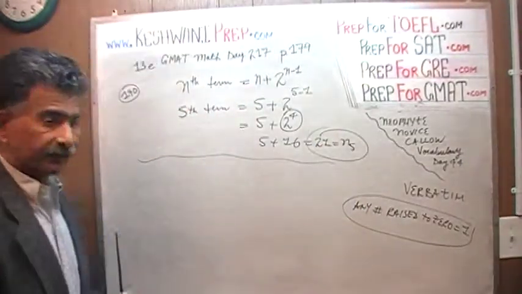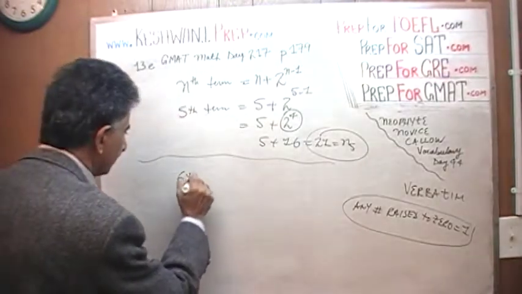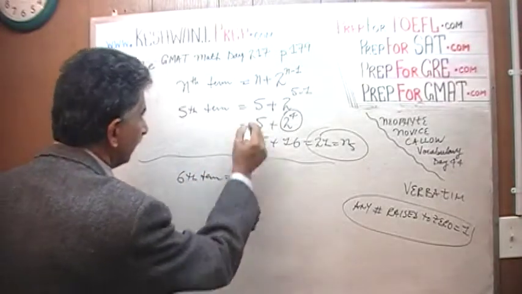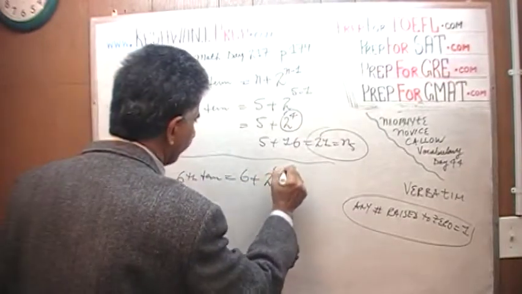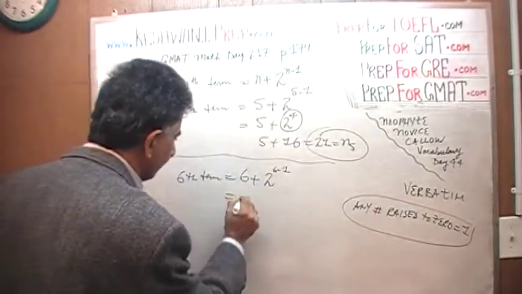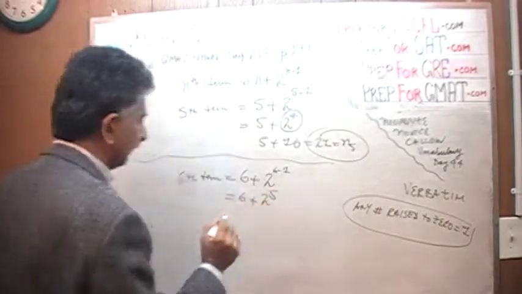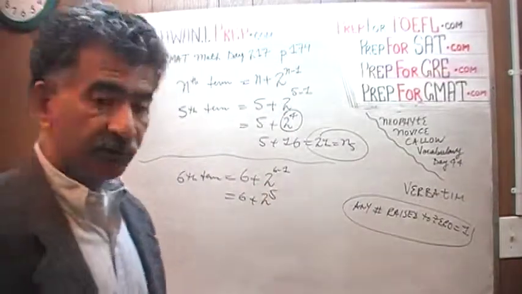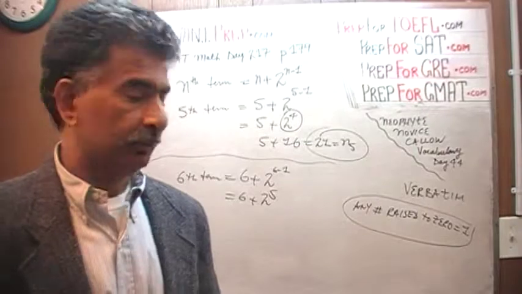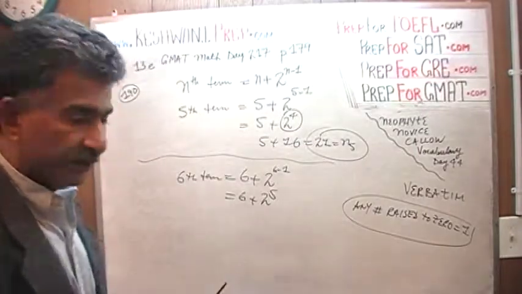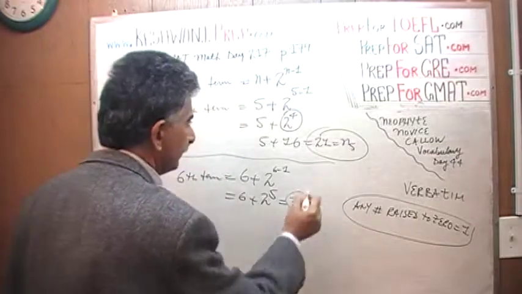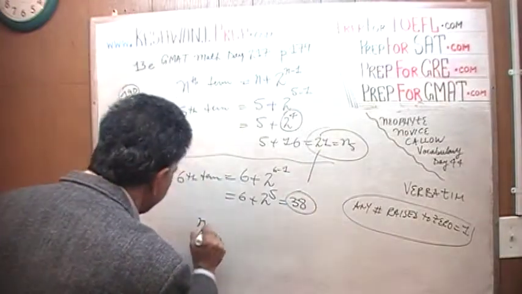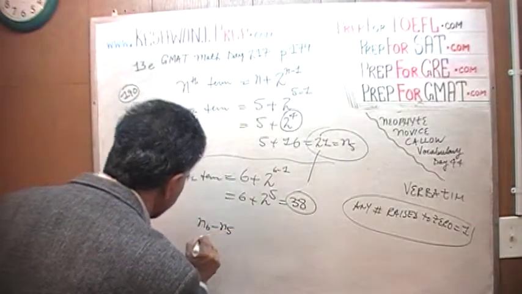Now let's find our sixth term, shall we? Our sixth term would be, again, n equals 6: 6 plus 2 raised to 6 minus 1, which gives us 6 plus 2 raised to 5. 2 raised to 4 was 16, so 2 raised to 5 will be 32. 32 plus 6 is 38. So we just take the difference between the two.